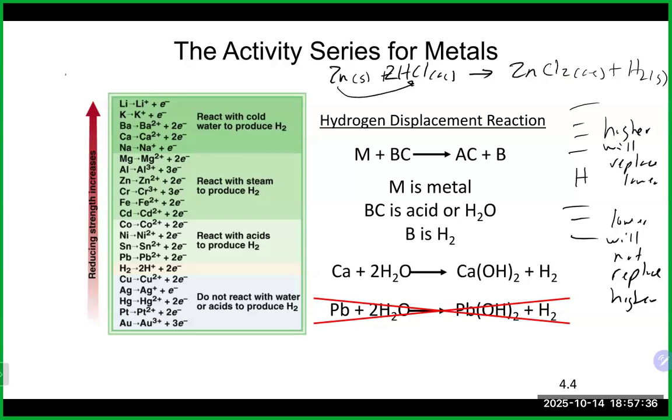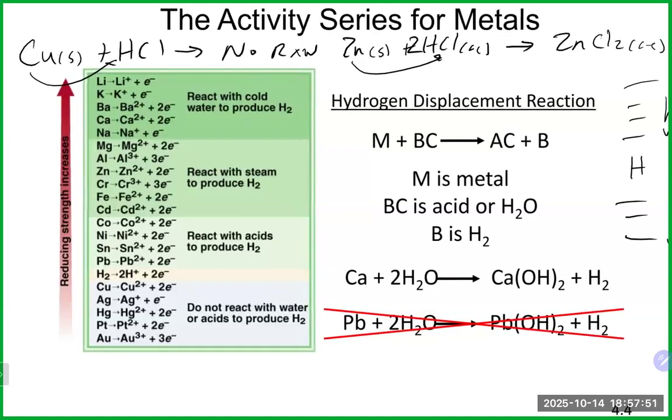Now, if you try this exact same reaction with copper and hydrochloric acid, this reaction would not take place, again, because copper is less reactive than hydrogen. You can kind of maybe see it on this list here. We can find hydrogen. There is copper lower on the list than hydrogen, and again, we could find zinc higher on the list than hydrogen, so it will replace it.